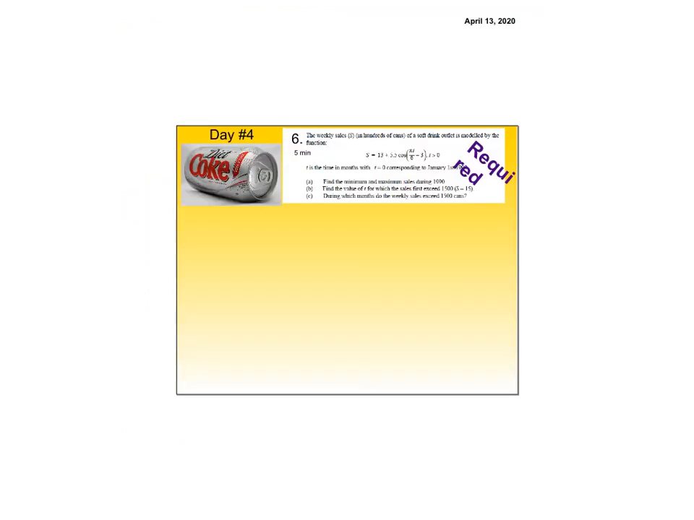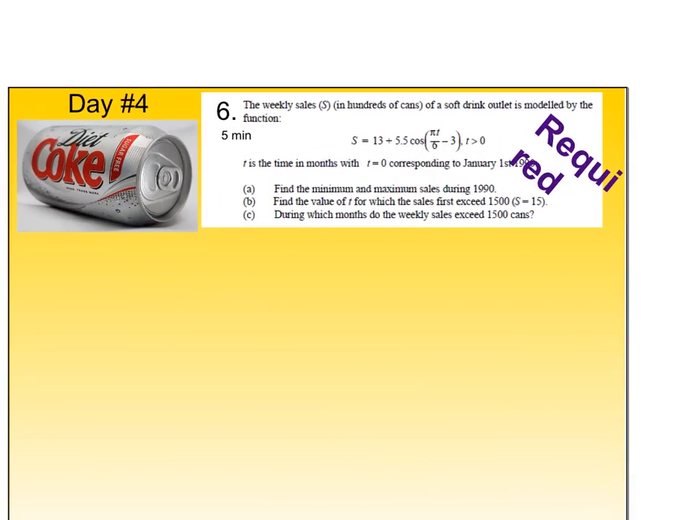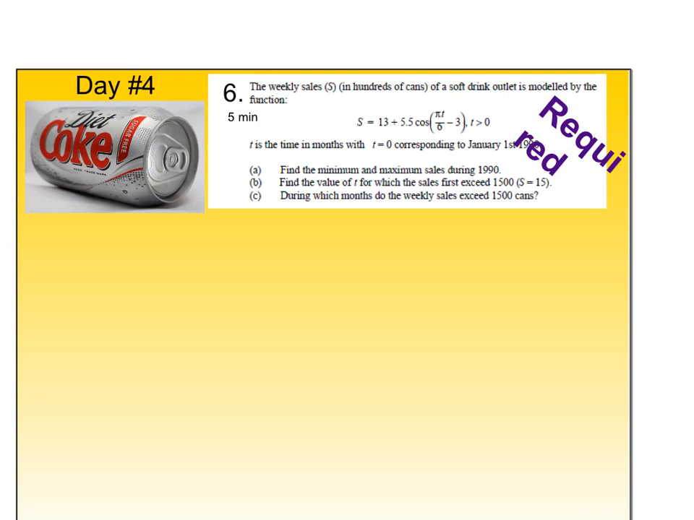This is a representation of the second kind of word problem that you'd see. Not so much from data, but we don't need to find the equation because it's already given. We're going to use the equation given to find some stuff, like part A. It says find the min and the max of the sales. This is sales in hundreds of cans of soft drinks, and it's modeled by that. T is time in months, so we're going to find the minimum and the maximum sales.